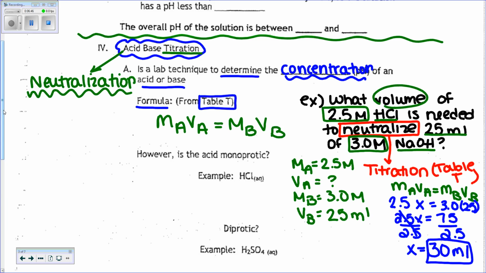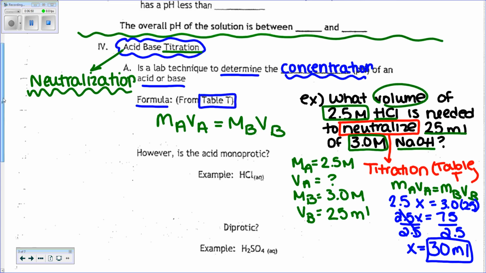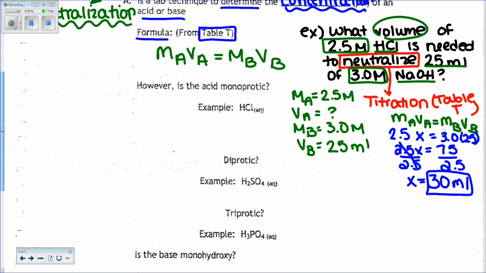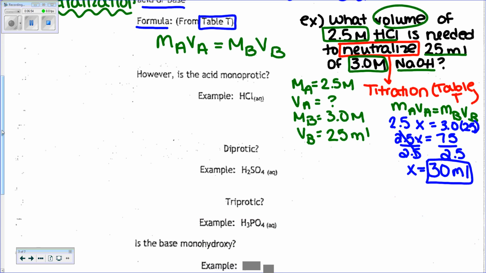We'll be doing titration in class next week. But one thing that is important is I also need to notice, is the acid monoprotic? Let's think what that means. Well, mono means 1. So if they're asking if it's monoprotic, remember I could call hydrogen a proton if it's H+. So monoprotic means 1 H.